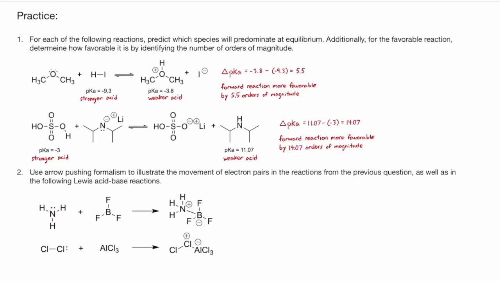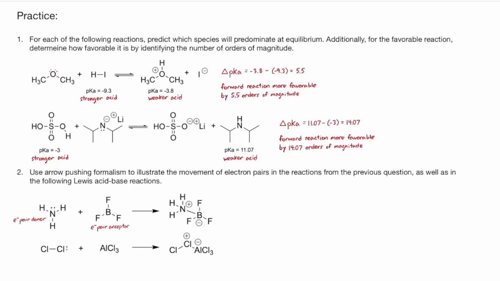The first reaction is one we've seen already, ammonia reacting with boron trifluoride to form the ammonia-boron trifluoride complex. In this reaction, ammonia is the electron pair donor, or the Lewis base, and boron trifluoride is the electron pair acceptor, or the Lewis acid. Now that we've identified the electron-rich and electron-poor species, we're ready to draw the arrows.